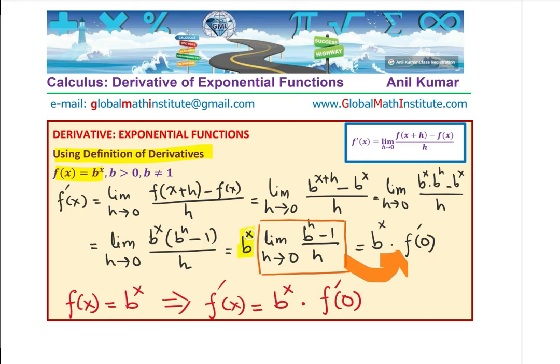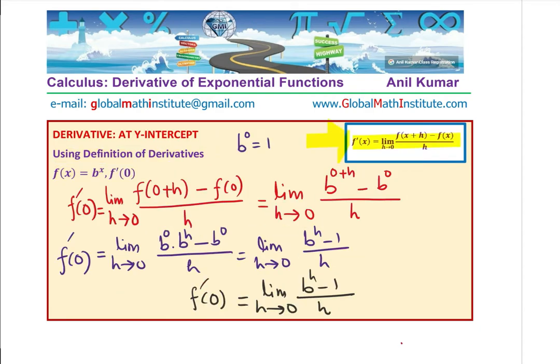You get b to the power of 0, which is 1, and we get this expression as such, which should be equal to f prime 0. Perfect. So I think this is absolutely clear. Now let's understand this particular part.